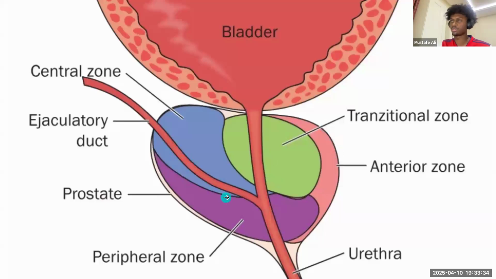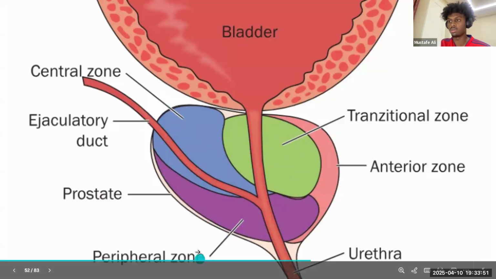Now, these are the different zones of the prostate gland. You've got the transitional zone, which surrounds the urethra, and that is most commonly enlarged in BPH. We've got the central zone right here, which is not of clinical significance, but it does surround the ejaculatory duct. And we've got the peripheral zone, which is right here, which is where prostatic cancer usually arises from.